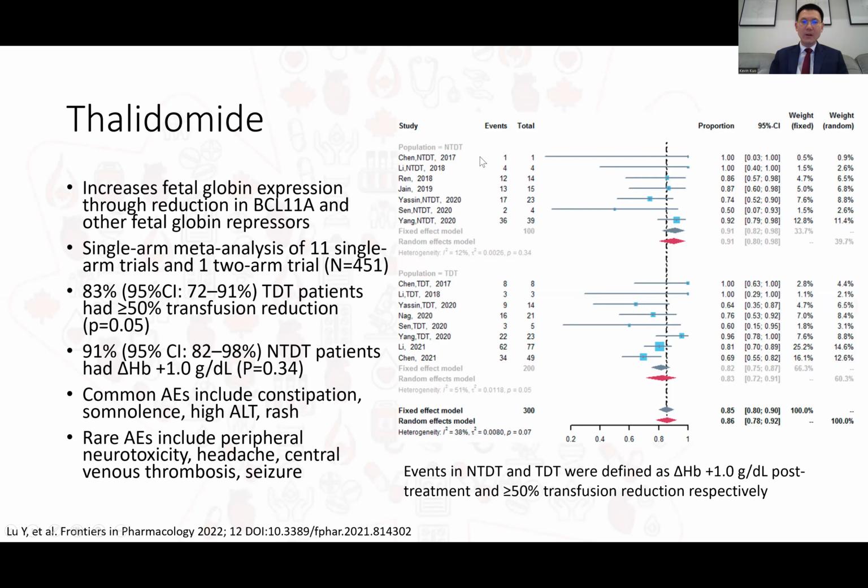There has been a number of single-arm studies in the use of thalidomide in both transfusion-dependent as well as non-transfusion-dependent thalassemia patients. In this meta-analysis shown on the right-hand panel, of the 11 single-arm trials and 1 two-arm trial, totaling 451 participants, it was shown that 83% of the transfusion-dependent thalassemic patients had a 50% or greater reduction in transfusion. 91% of the non-transfusion-dependent thalassemic patients also had an increase in hemoglobin of at least 1 gram per deciliter.